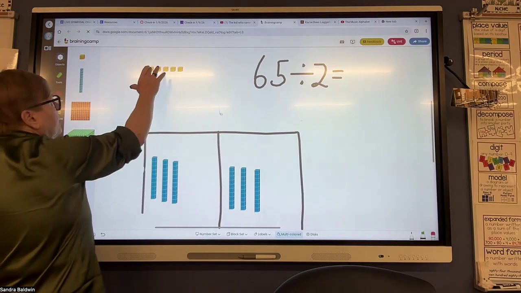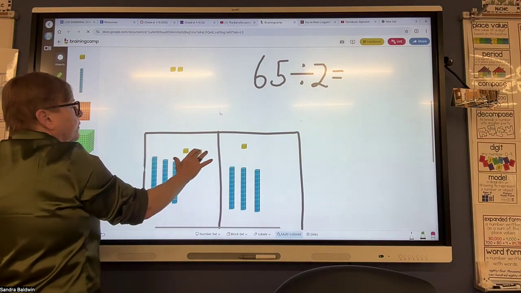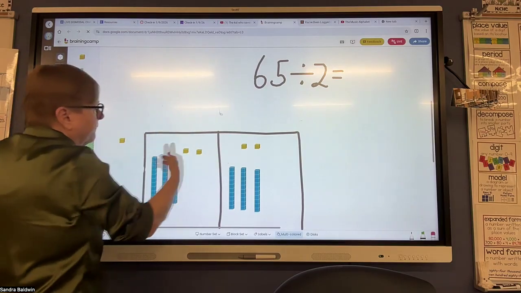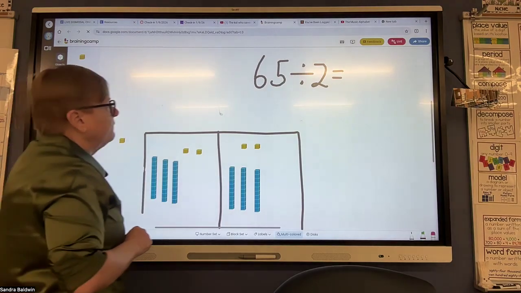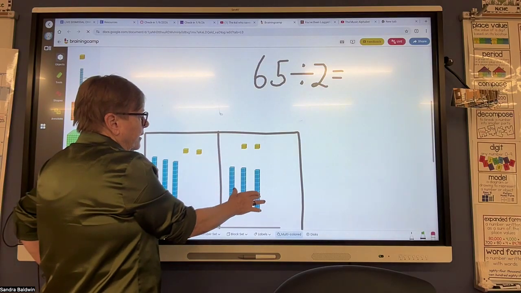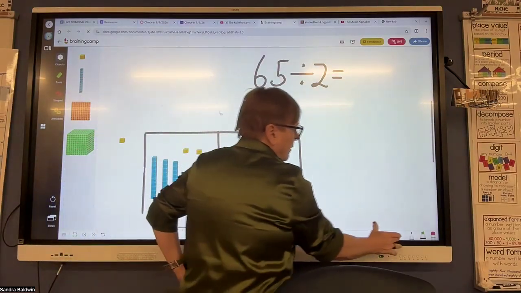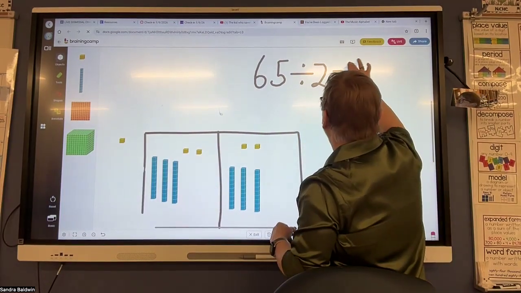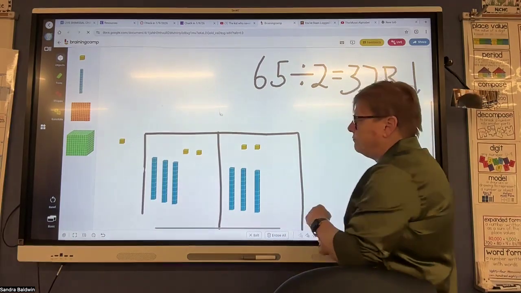All right, I have my 1s. 65, 1 for you, 1 for you, 1 for you, 1 for you, and 1 left over because it won't fit into one of the 2 groups. So I know that 65 divided by 2 is going to be equal to 10, 20, 30, 31, 32, 32 with a remainder of 1. So I can look at my model and I can say, okay, it's 32 with a remainder of 1.